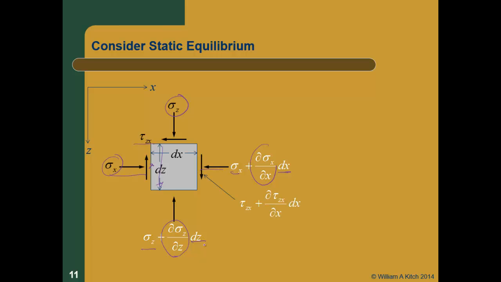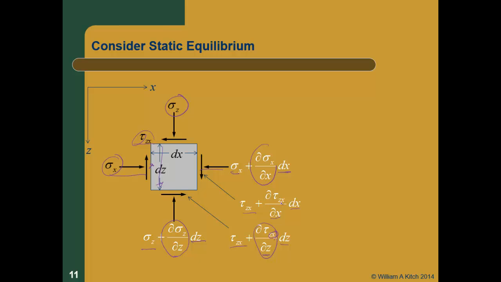And similarly, for the shear stresses, I started with tau zx over here, so it's tau zx plus the partial of that with respect to x times dx. And on the bottom face, it's tau zx plus the partial of tau zx with respect to z times dz. And notice I'm using a little shorthand because we know tau zx is equal to tau xz. Somebody brought this up the other day, but we usually get pretty sloppy in our tensor about the shear stress and shear strain terms because it's symmetric, so it doesn't matter what the subscripts are. All right, you understand what I'm doing right now?